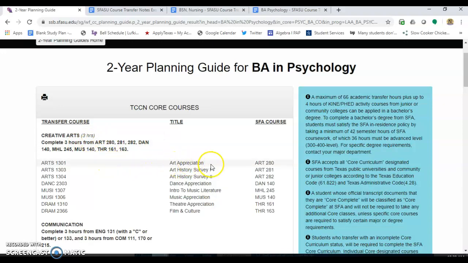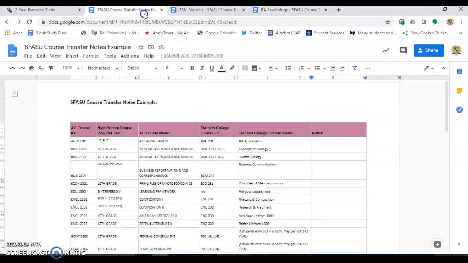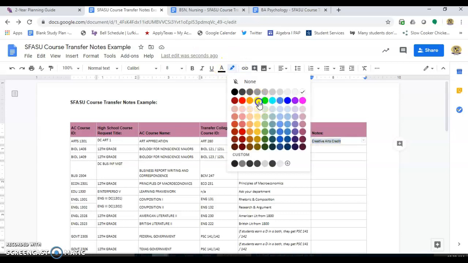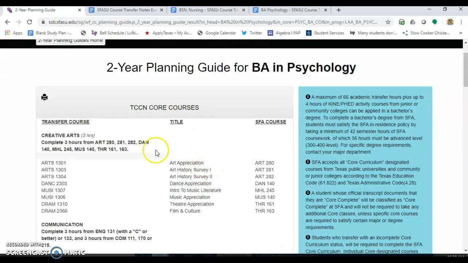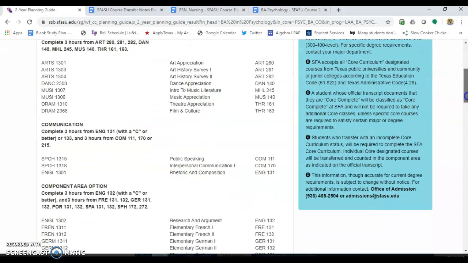So we've got Art Appreciation, Art 280. That sounds awfully familiar to me. So I'm going to go back to my blank page and look and see, okay, Art 280, that's something that's offered at Lufkin High School as a dual credit course. I'm going to go ahead and get my creative arts credit out of the way while I'm still in high school. You can actually just continue to go down the list with these. So creative arts, we've got that.